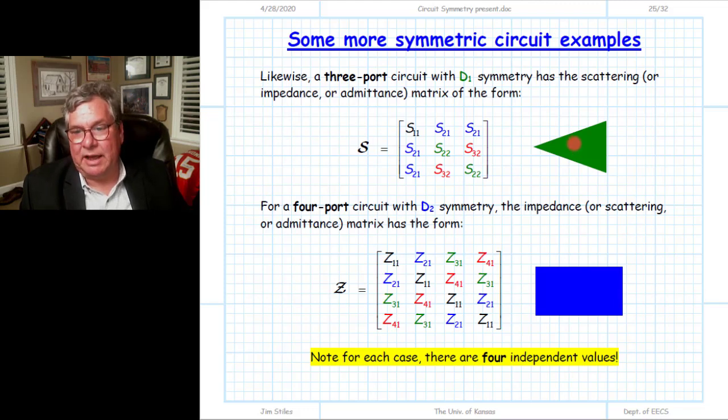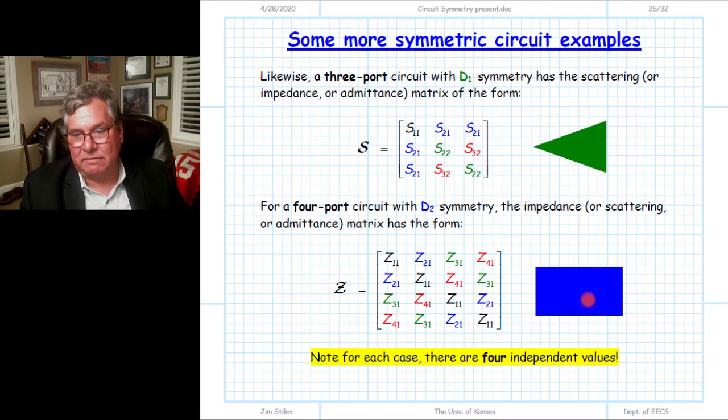So continuing, if we have a 3-port device with D1 symmetry, just one plane of bilateral symmetry, if we apply the symmetry arguments for those, we can find it reduces down to this form. There are 1, 2, 3, 4 different values in this 3x3 matrix. So once we find those 4, we can populate the remaining 5 scattering parameters or admittance or impedance values.